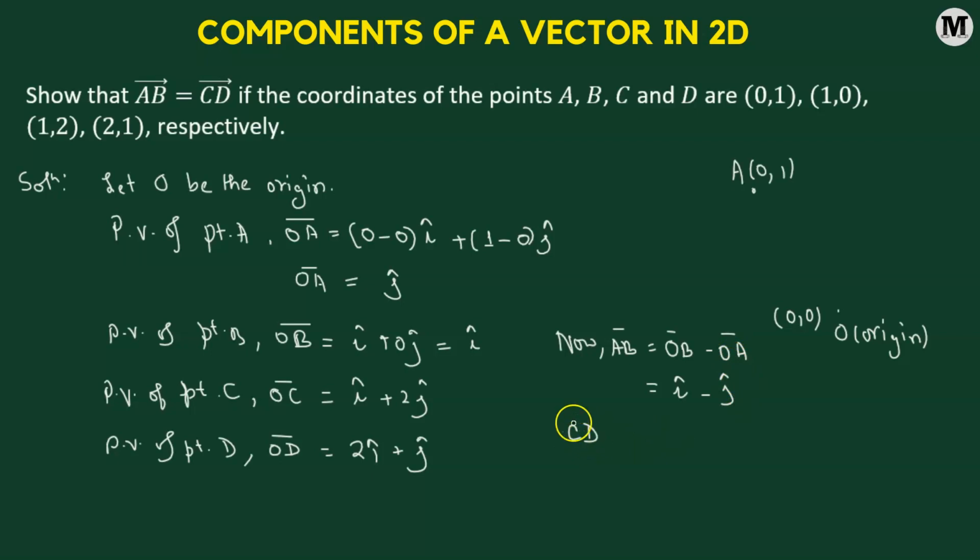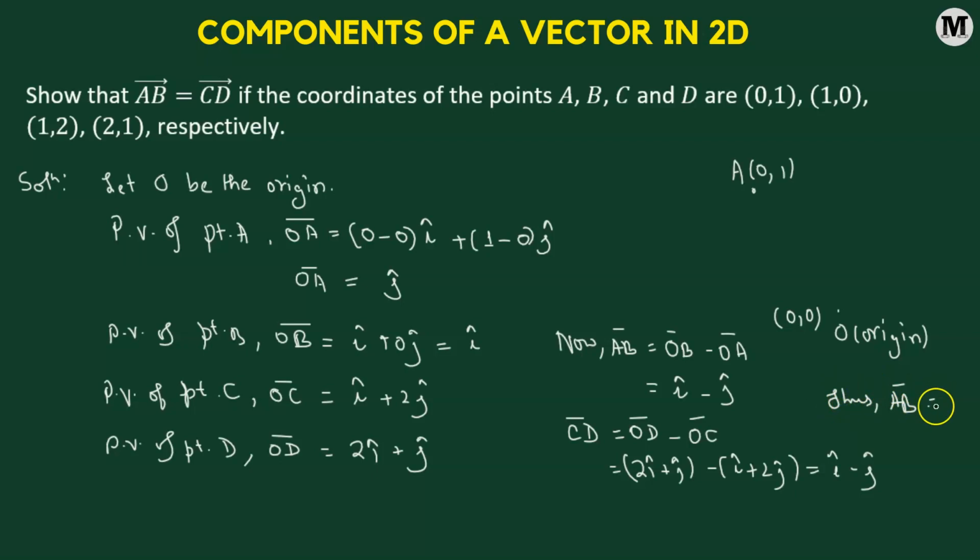Now we will find out the value of CD vector. So CD vector in terms of the position vector is OD vector minus OC vector. The OD vector, that's 2i cap plus j cap, and from here we're subtracting OC vector, so that's i cap plus 2j cap. That's going to give us i cap minus j cap. As we can see, AB vector and CD vector are exactly the same. This means that AB vector is going to be equal to the vector CD, hence proved.